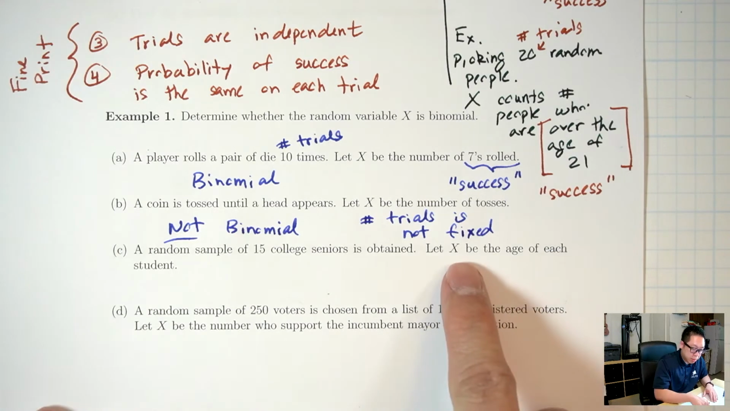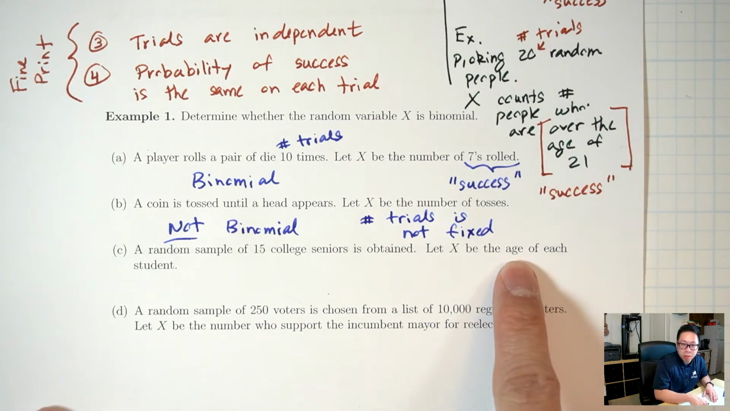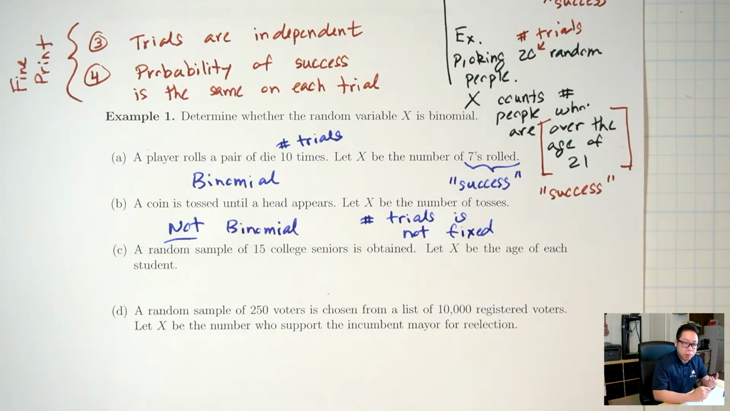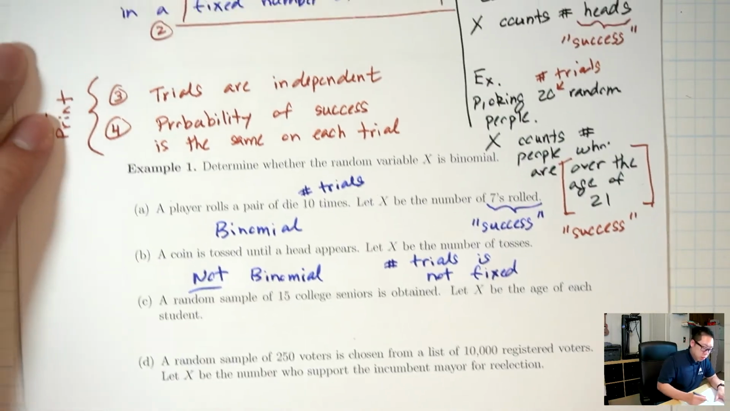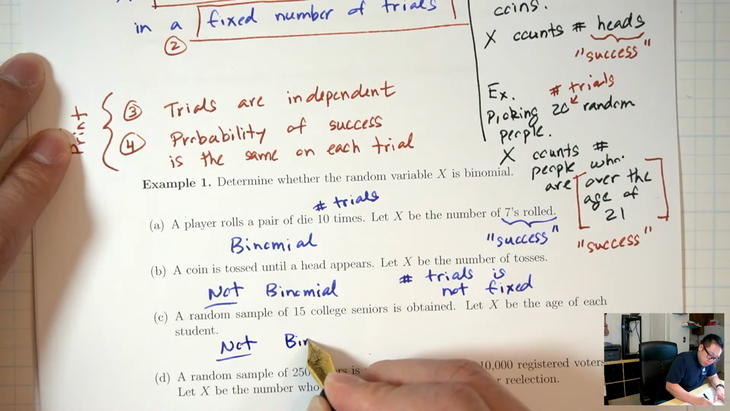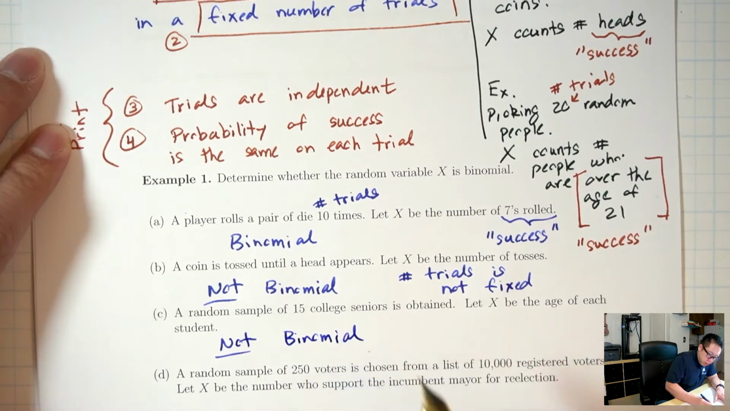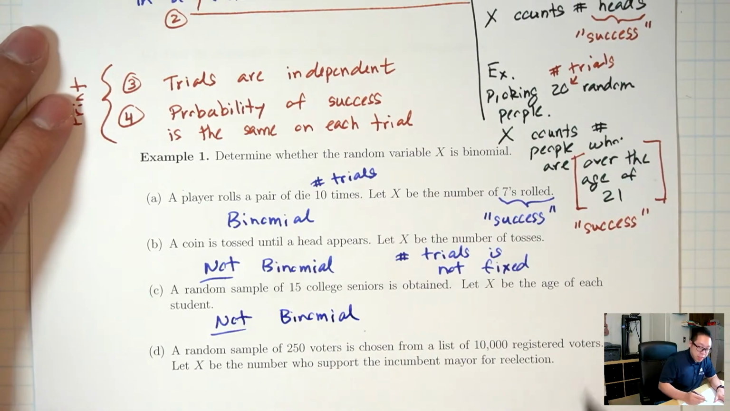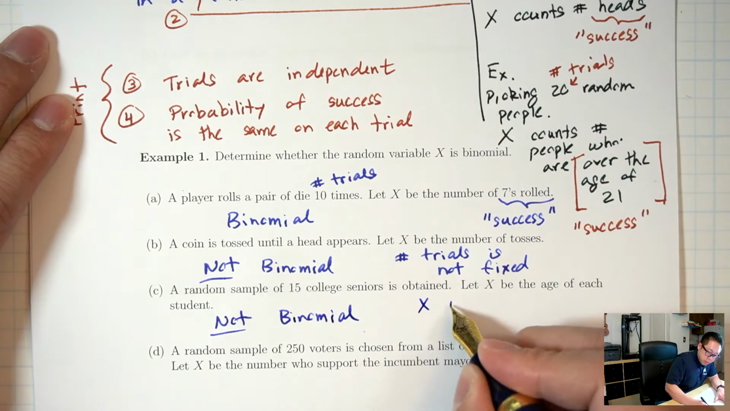No. Here, X is the age of the student. So X is not counting the number of people that have a certain characteristic. So this would not be binomial, because X here is not counting the number of successes.